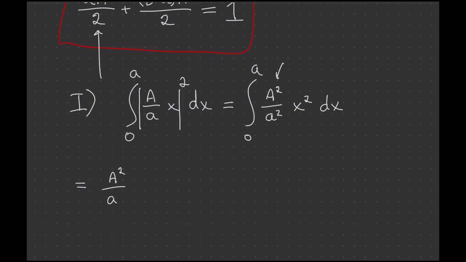Let's keep working. We have A squared, a squared. Then we can have our integral. Here we have x squared, and then we have dx. So the constant outside stays the same, it is A squared over lowercase a squared. The integral of this has to be x cubed over 3 because the derivative brings the 3 down. The 3 cancels with the denominator, and you do 3 minus 1, which equals 2, which gives us x squared.